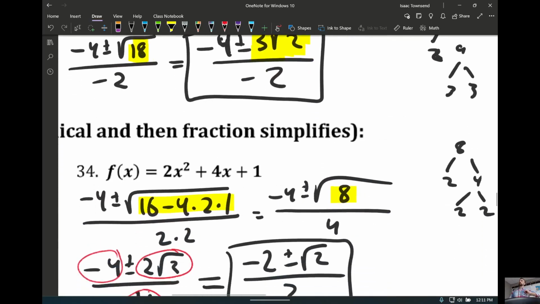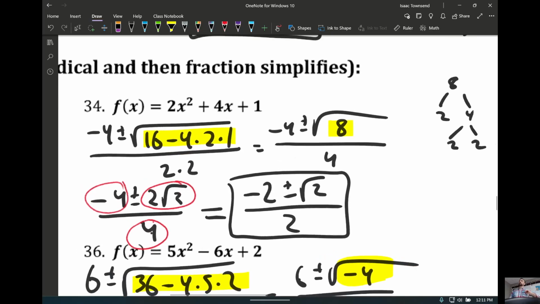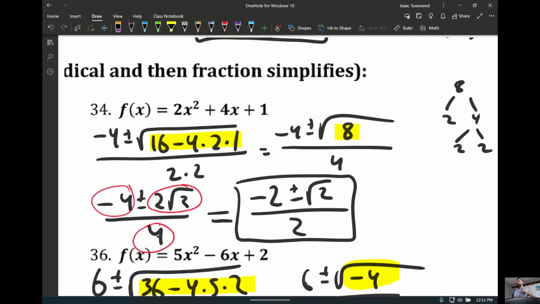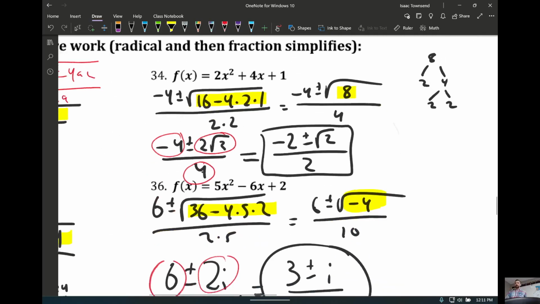Okay, and then the most amount of work would be 34. Discriminant was 8, which changes to 2 square roots of 2. But then at the end, notice I have circled in red, -4, 2 square roots of 2, and 4 are all evenly divisible by 2. So you have to do that last step. Stopping here, even though this is technically equivalent, it's not a reduced fraction, so you couldn't get full points for that.